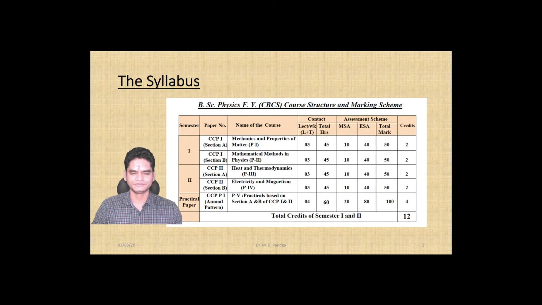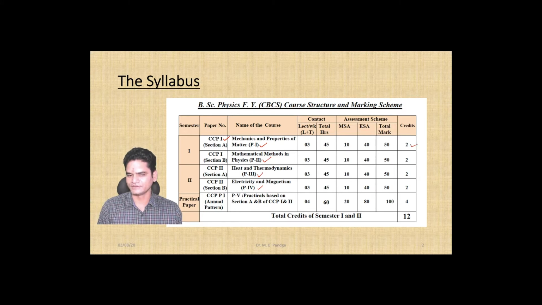In each semester we have to go for two papers. Paper 1 is mechanics and properties of matter, and the other paper is mathematical methods in physics, called paper 2. These two papers we have to study in the first semester, and consequently in the second semester we have to study heat and thermodynamics, the third paper, and electricity and magnetism, the fourth paper. Each paper has two credits.